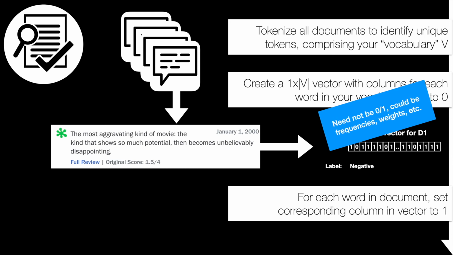Now, generally for sentiment, maybe we don't care how many times a particular word occurs, we just care whether that word was in there or not. Thus this simplistic model of just a 0 or 1. But you could do frequencies. You could also do weights. So maybe we think that the word "the" has very little weight, but the word "disappointing" has much higher weight. Or you could construct other kinds of strategies for weighting as well. So there are a lot of options to do things differently.